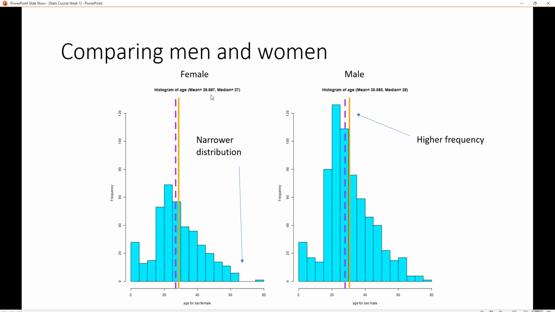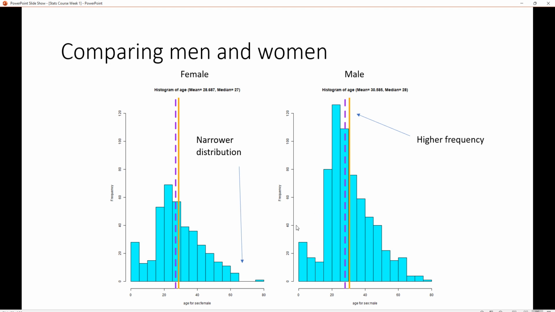The mean for women is 28.687 and the median is 27. For men, the average is 30.585 and the median is 28. So men are about 1 or 2 years older on average than women.